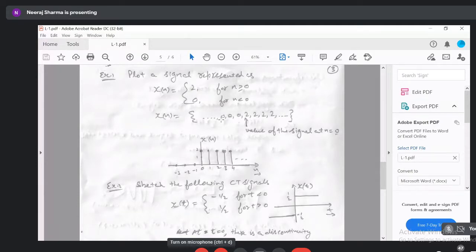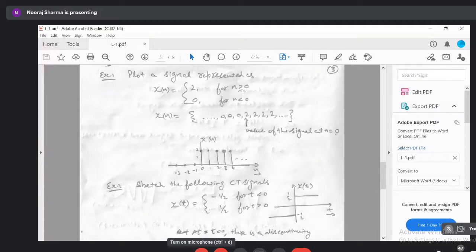ऐसे ही finite duration signal भी हो सकता है. अगर suppose करो यहाँ पे लिखा होता, that is x of n is equal to 2 between n between -5 to +5, तो हम बोलते हैं ये finite duration signal है, क्योंकि ये -5 और 5 के बीच में exist करता है. बाकियों के लिए exist नहीं कर रहा, बाकी सभी के लिए उसका value 0 रह रहा है, तो हम उसको finite duration signal बोलते थे.